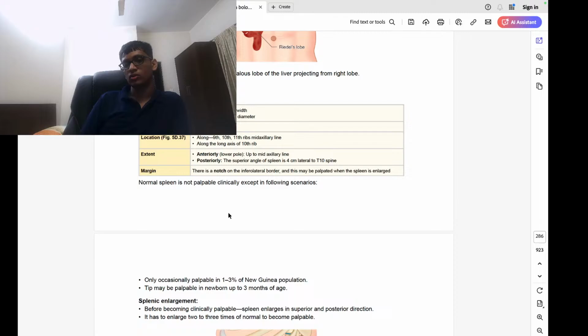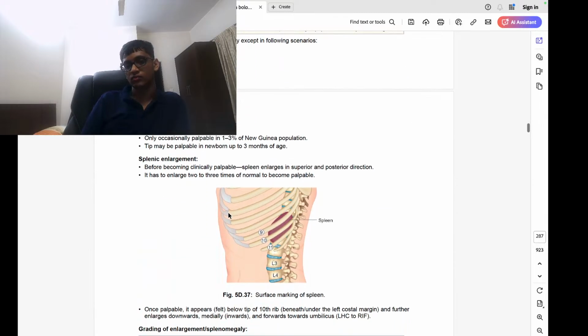Margin: there is a notch on the inferior border. This may be palpated when the spleen is enlarged. Splenic notch.